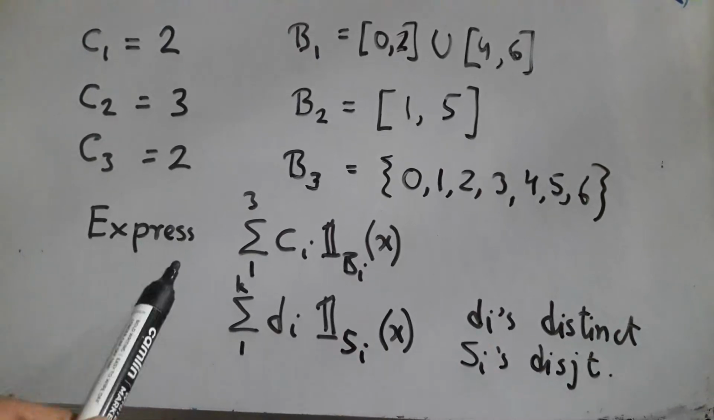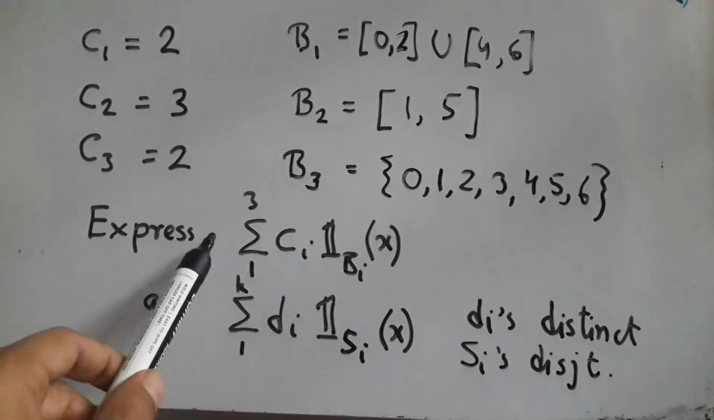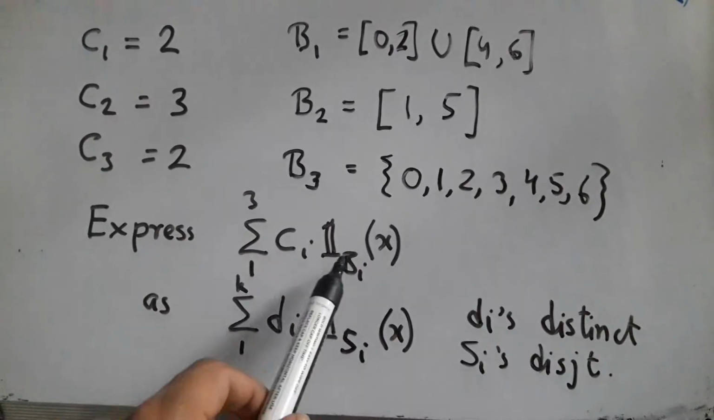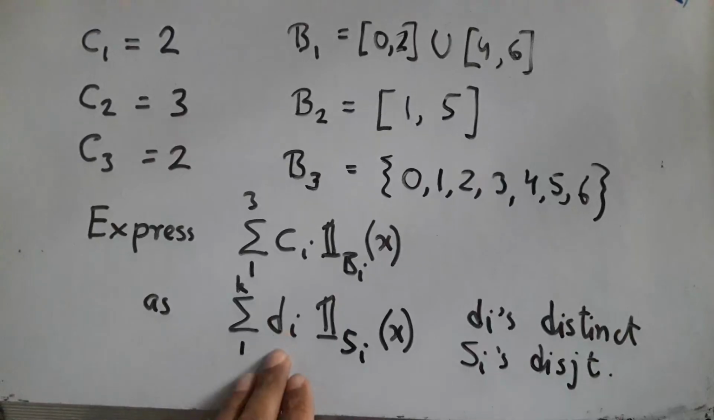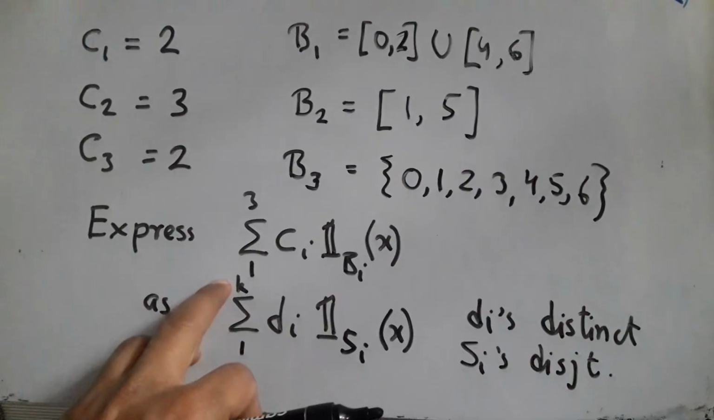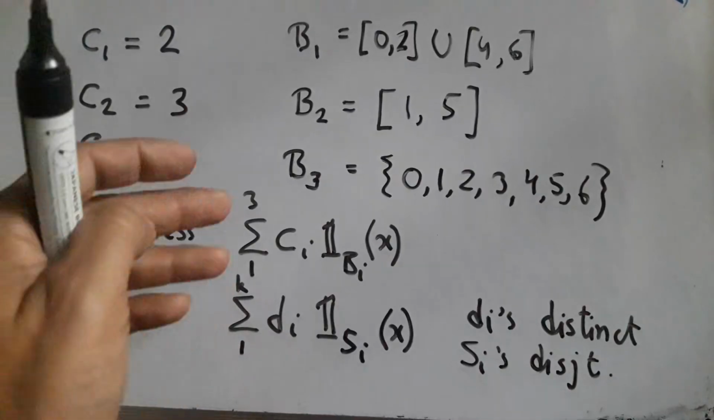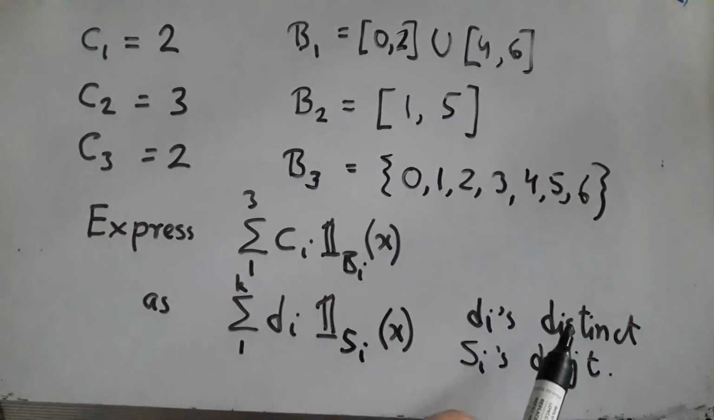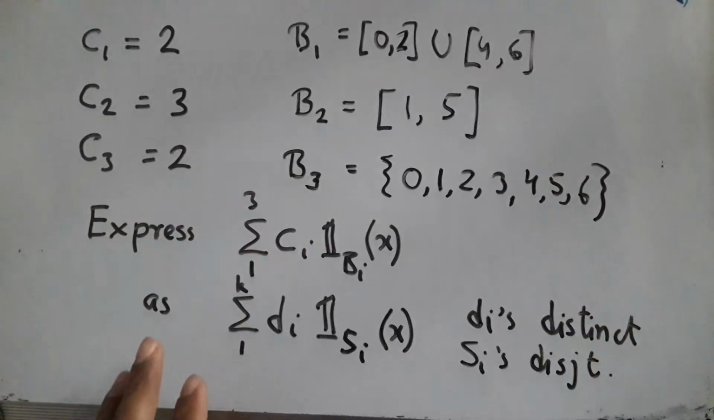So your job is to express this function as this. You have to again split it up into some indicator functions times some constants. How many you decide? k many. That need not be the same as 3. Such that you get the same function, but the s_i's will all be disjoint and the d_i's will all be distinct.